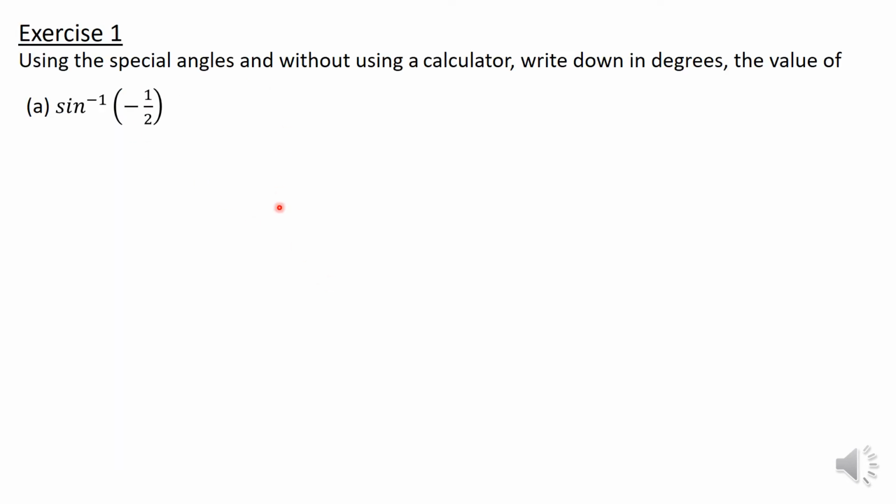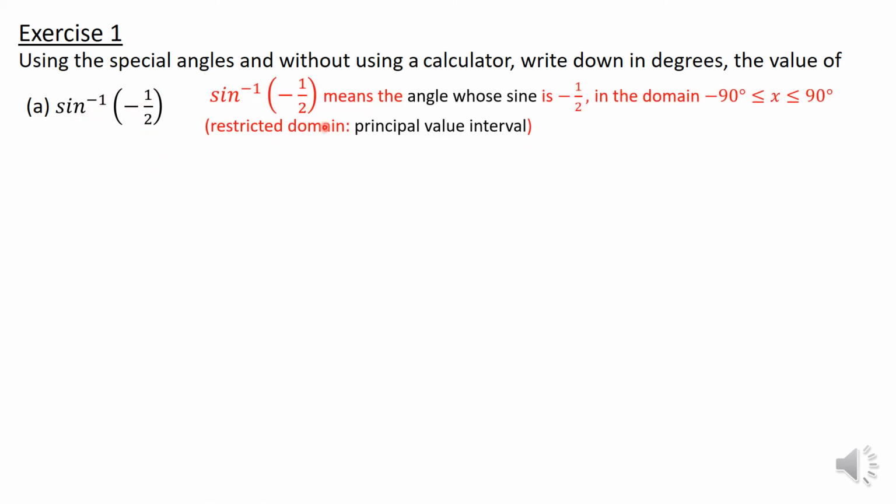So I have one here. It says use the special angles, and without using a calculator, write down in degrees the value of inverse sine of -1/2. So what does that mean? It means the angle whose sine is -1/2. And remember, we have that domain between -90 degrees and 90 degrees respectively. That is what we call the principal value interval.